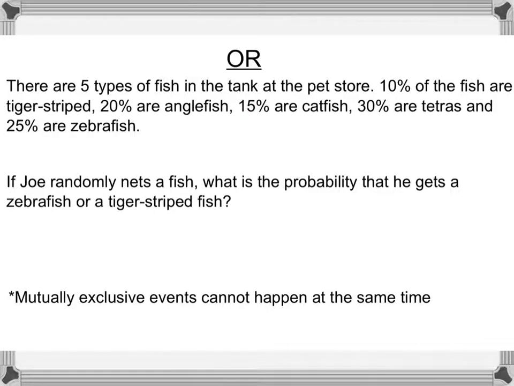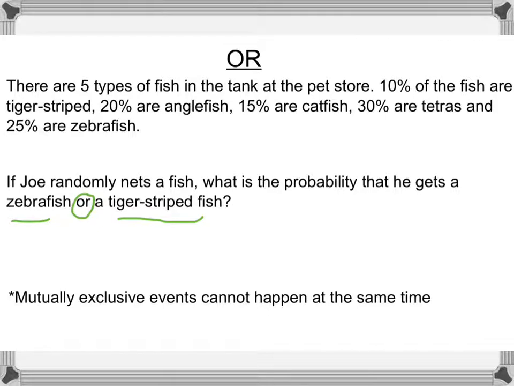You just want to make sure of that because the question would be incorrect if it didn't add up to 100%. And if Joe randomly nets a fish, what is the probability that he gets a zebrafish or a tiger-striped fish? Okay, so again, this is the or question. And the first question you want to ask yourself is, is it mutually exclusive to be a zebrafish and a tiger-striped fish? In our case, yes, it is mutually exclusive because you can't be both at the same time.